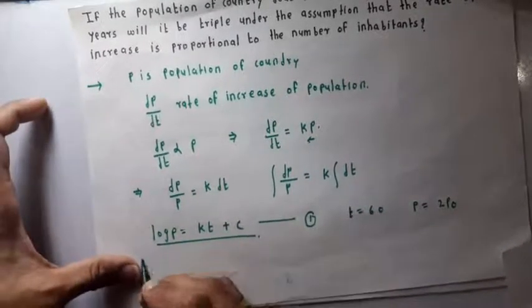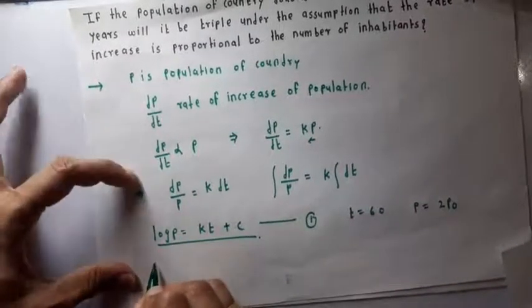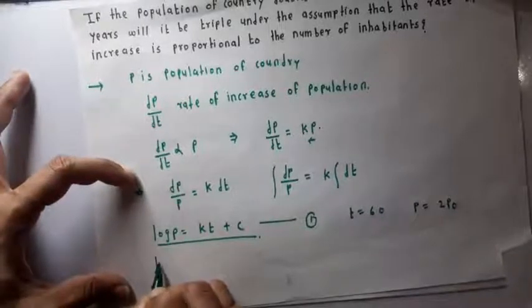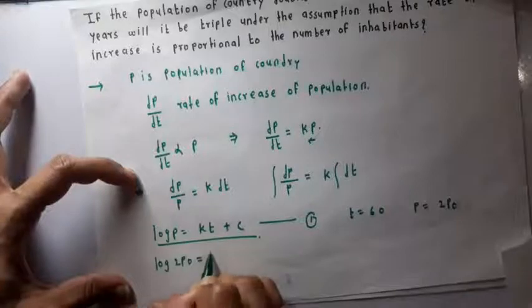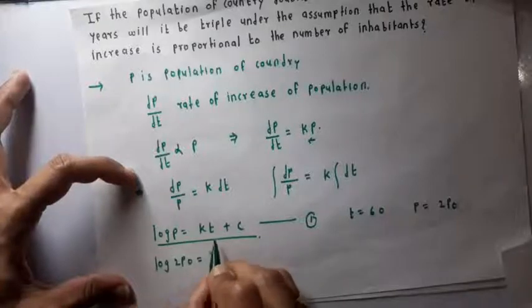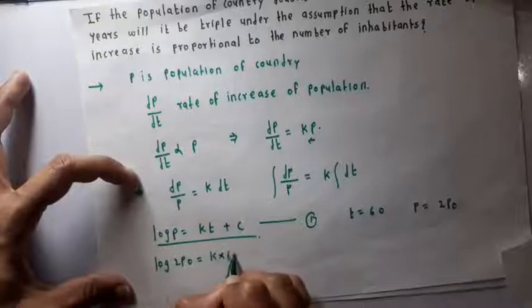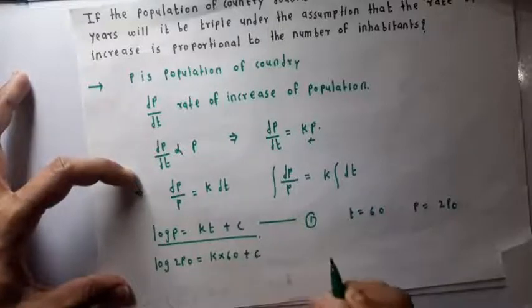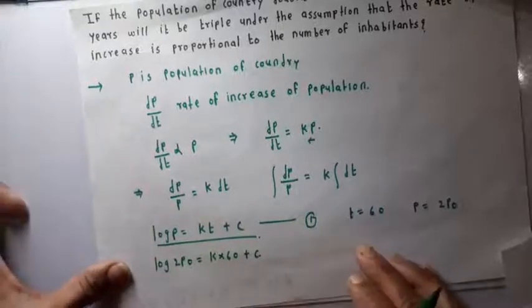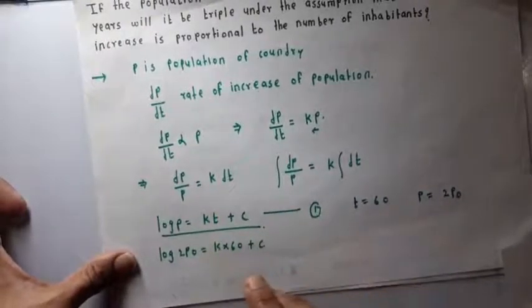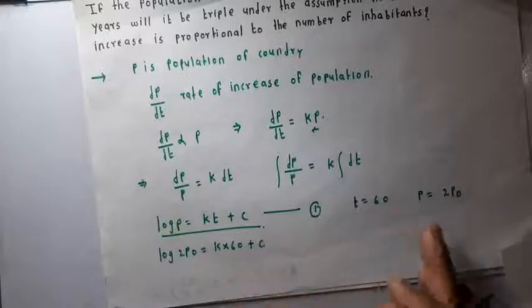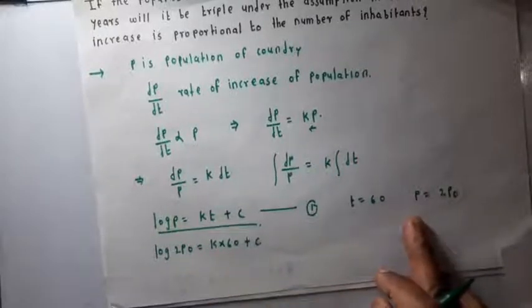Let us put the value here. We get equation 2. So log of 2P0 equals K into 60 plus C. This is the value that we have put in the equation.